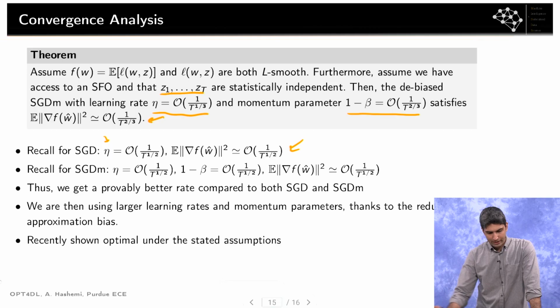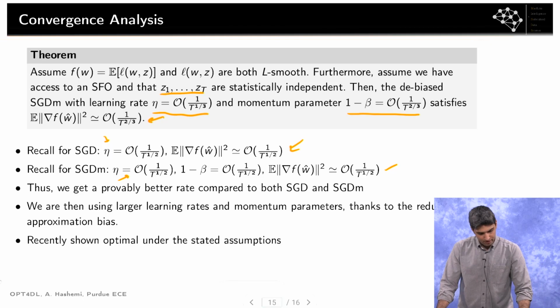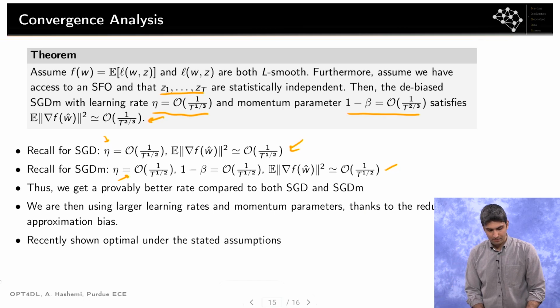For SGD with momentum, again, we said that the step size has to be 1 over the square root of t, and 1 minus beta has to be 1 over the square root of t again. And the rate we got, the worst case rate, was again exactly like SGD. It was also 1 over the square root of t. So therefore, this theorem is saying that we are actually getting a provably better rate compared to both SGD as well as SGD with momentum.